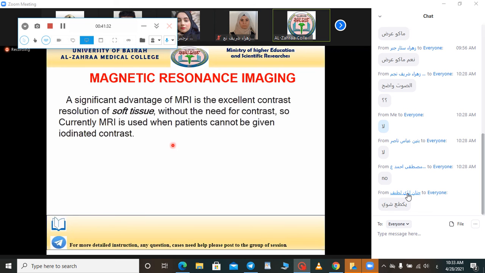Another advanced imaging technique is magnetic resonance imaging. A significant advantage of the MRI is the excellent contrast resolution of soft tissue without the need for contrast. Meaning without contrast, the MRI can give us excellent contrast resolution of soft tissue. So currently MRI in general can be used when the patient cannot be given iodinated contrast. So this is the advantage of MRI over CT if we cannot use a contrast.